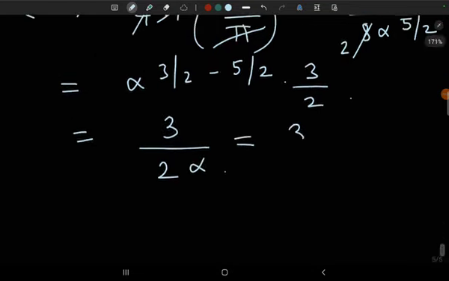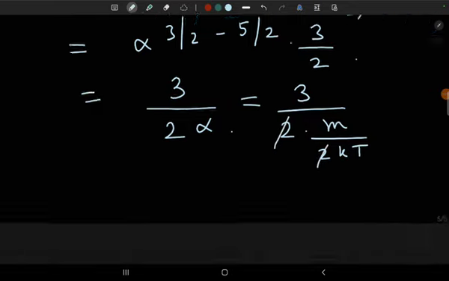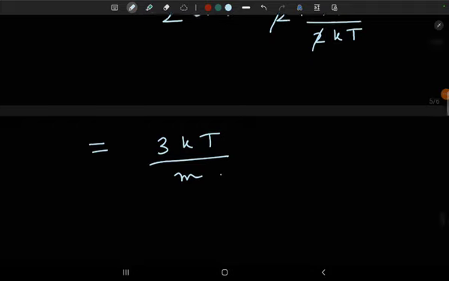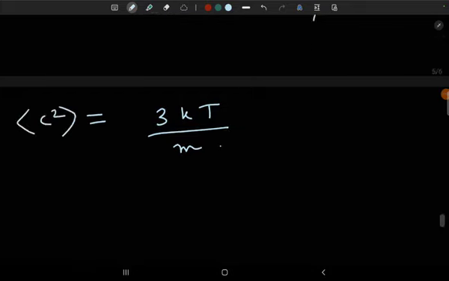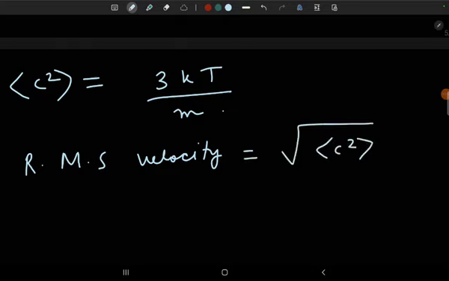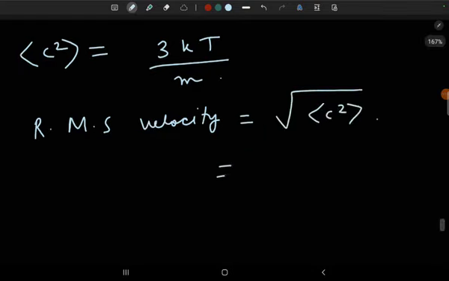and alpha came out to be m by 2 kt. 2 was getting cancelled, and this came out to be 3 kt upon m. Average C square came out to be 3 kt by m. If we had to talk about the root mean squared velocity, this would be the square root of this average C squared, and this came out to be root of 3 kt upon m.